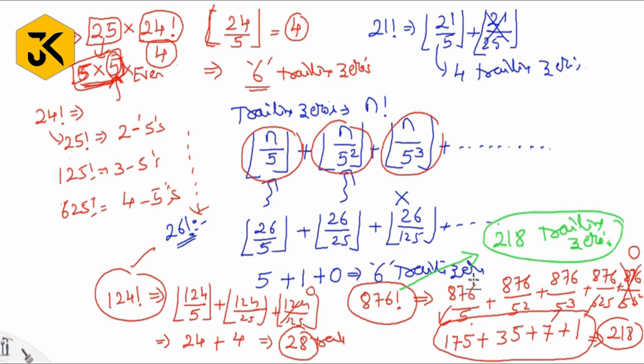Okay, so this is the concept. To solve the problem of finding the trailing zeros, you need to simply remember this formula.